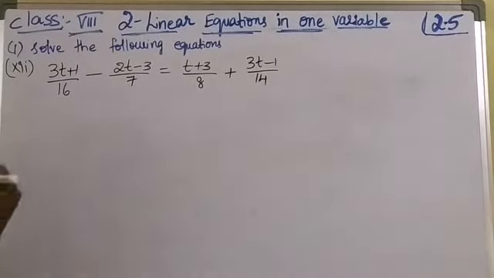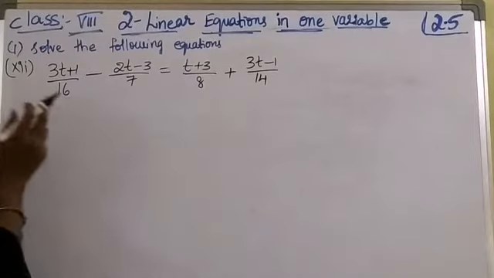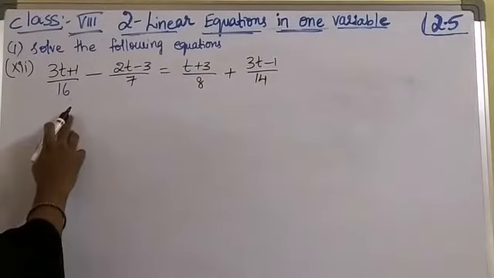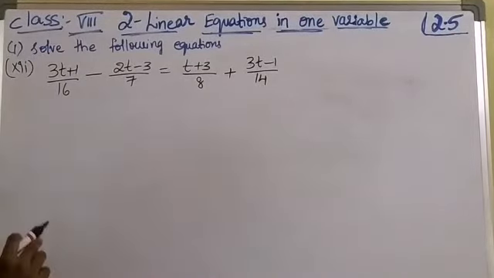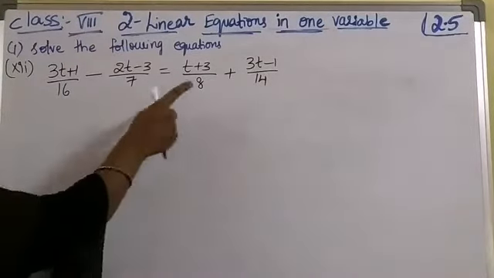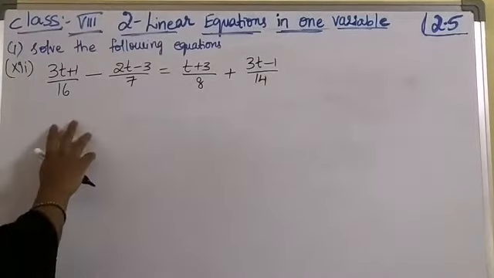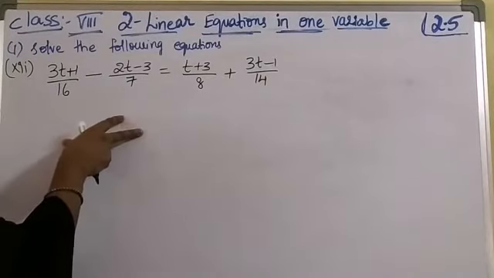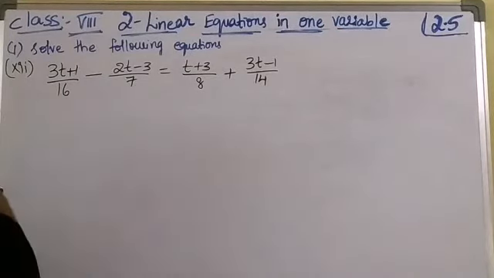Next question. Last question I am taking. It's very big. 3t plus 1 by 16 minus 2t minus 3 by 7 equal to t plus 3 by 8 plus 3t minus 1 by 14. If you see, in all this you are having variable. So in this case, you find the LCM for the LHS and the LCM for the RHS, right?